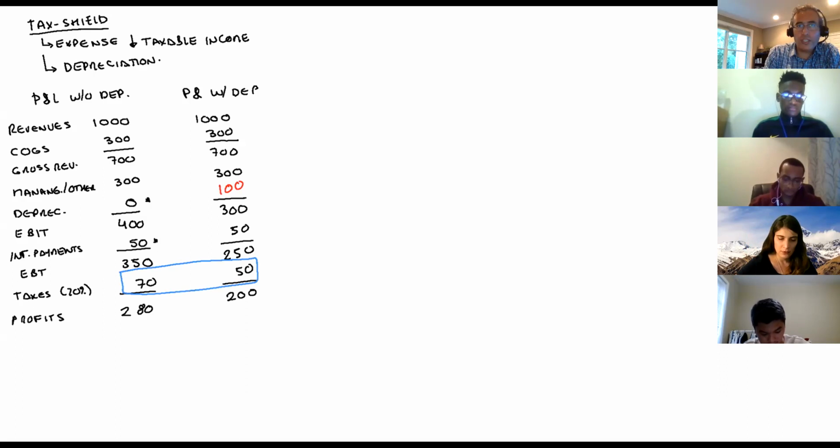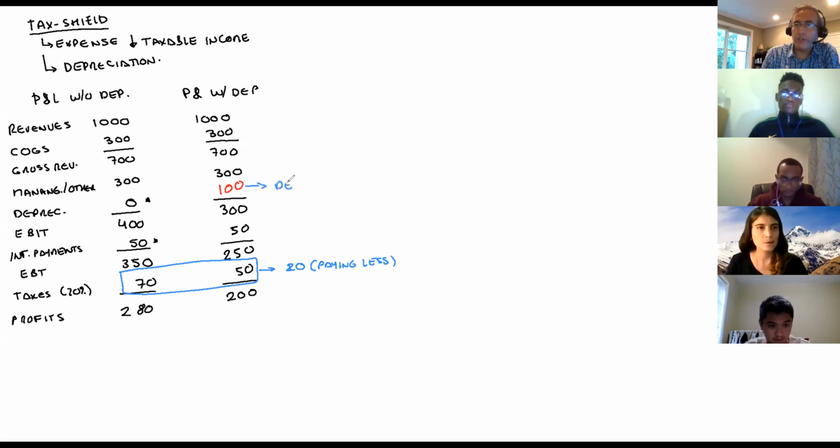This is what is called the tax shield. So how much less am I paying here? 20. Do you agree? This is what you're paying less in taxes. And where does this 20 come from? Well, it comes because I have done a depreciation. Make sense to you? And if you realize, guys, this 20 is exactly equal to the depreciation times the tax rate.